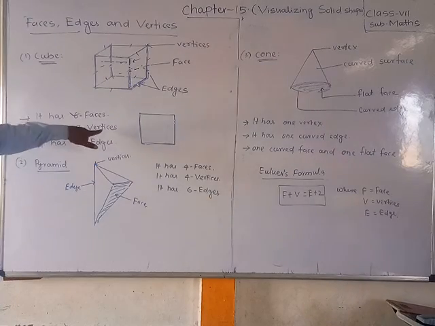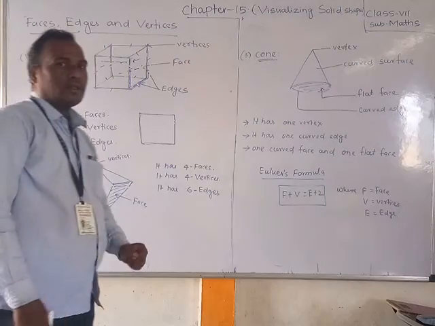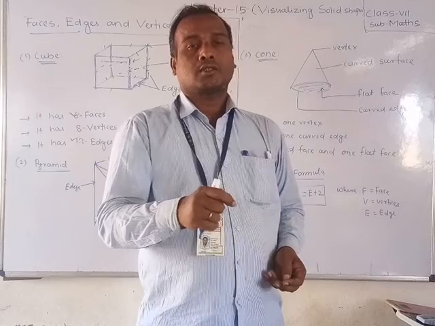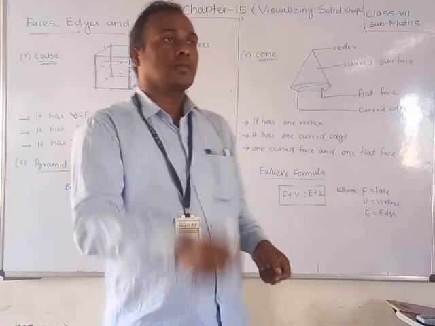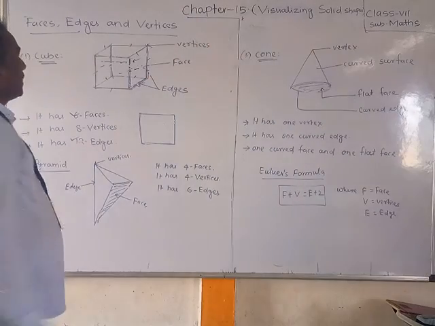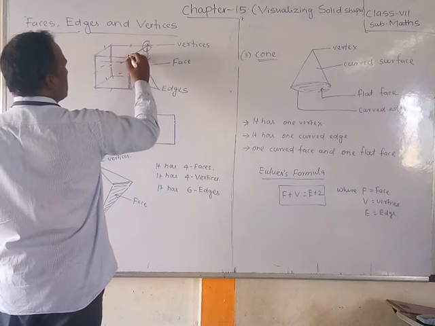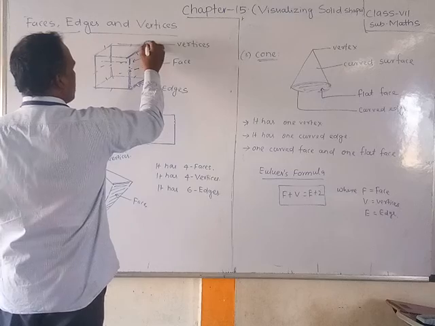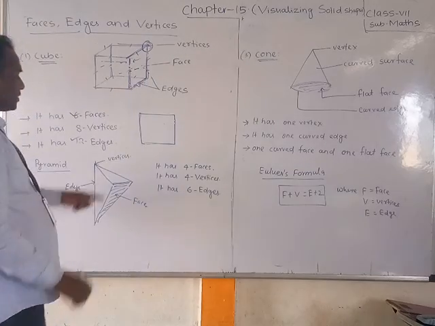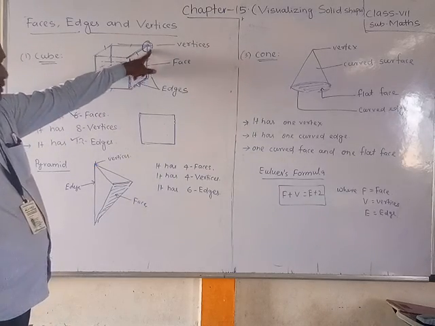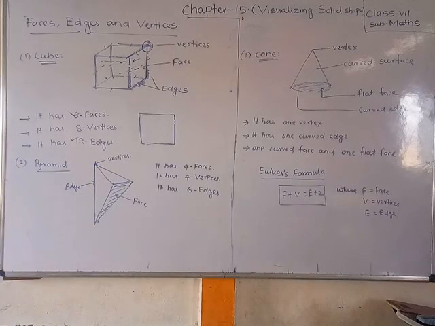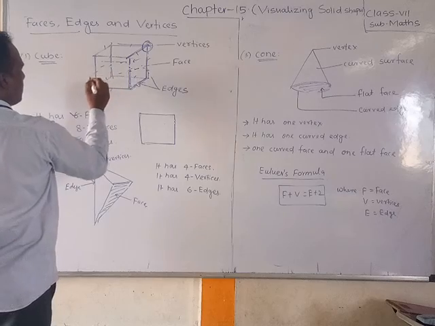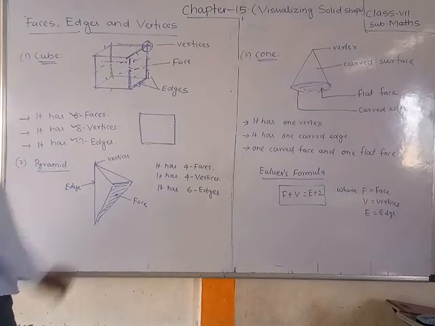6 faces. Now the vertices, where all the edges meet at a point. That point is called a vertex. These edges, these edges, and these edges combine at one point, and that is called a vertex. So how many vertices? 1, 2, 3, 4, 5, 6, 7, 8. So a total of 8 vertices are there.